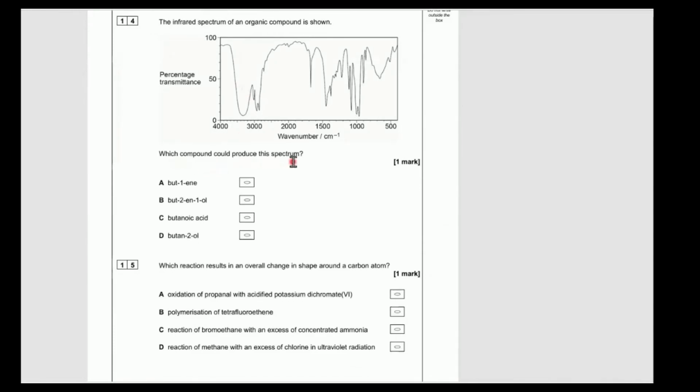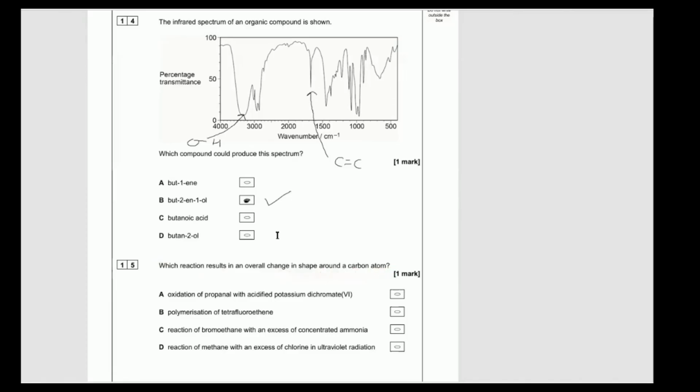So 14, the infrared spectrum of an organic compound is shown. What compound produces this spectrum? Well, if you look on your data sheet, you'll see you get that broad band there from an OH bond, and you get this really sharp peak at about 16 something or other, which is the double bond. So it's but-2-en-1-ol, however you say that. So it's got the double bond and it's got the OH.